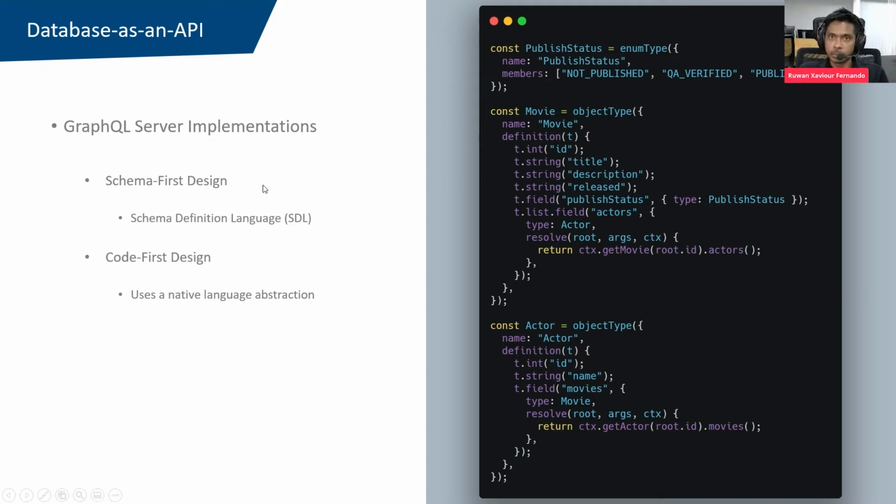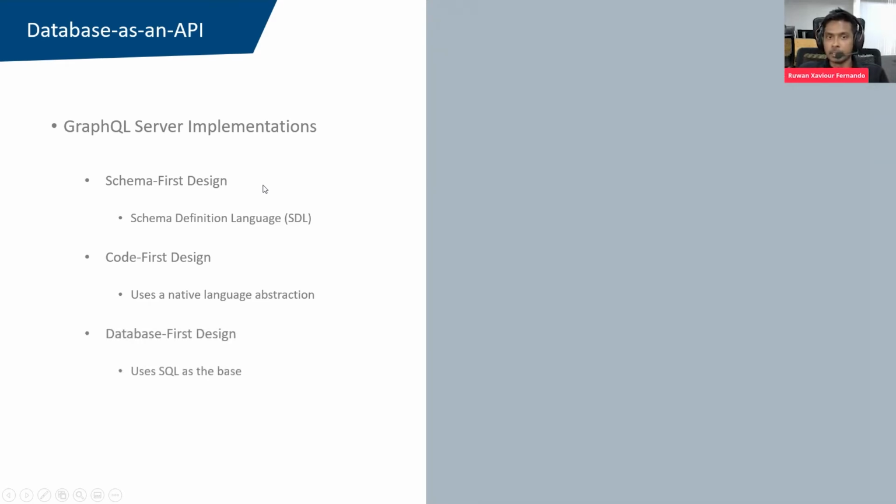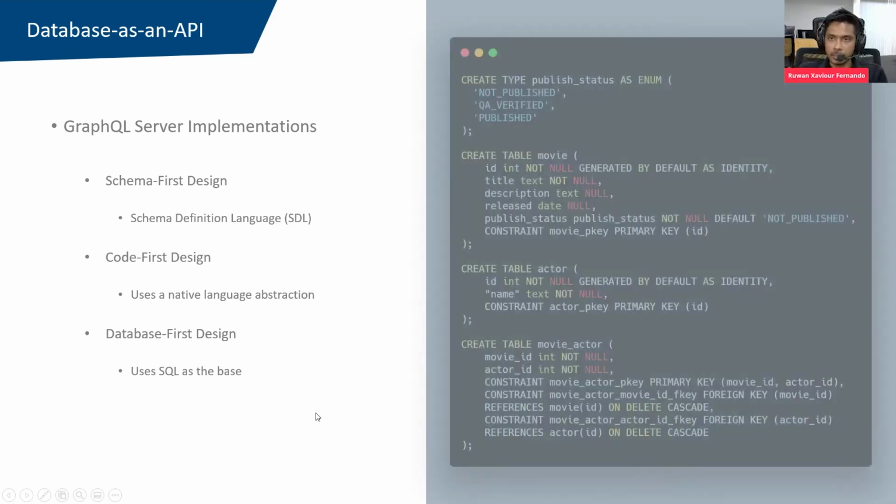But then what PostGraphile actually offers you is the third kind, which is database first design, wherein you don't really write any GraphQL schema, nor do you write any resolvers by default. You can write resolvers, but it's not necessary. So the single source of truth would be your SQL. So that is something that anyway you do. If you're developing some microservice, anyway you would start off by writing some schema.